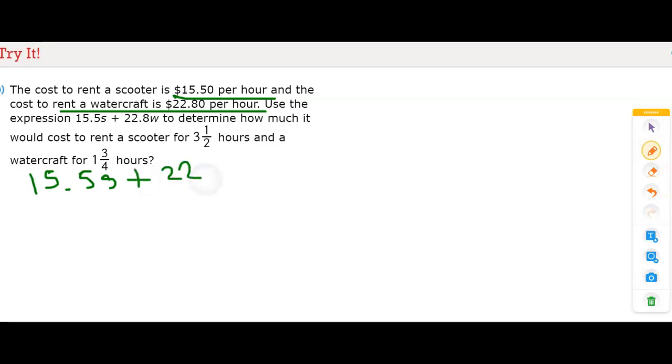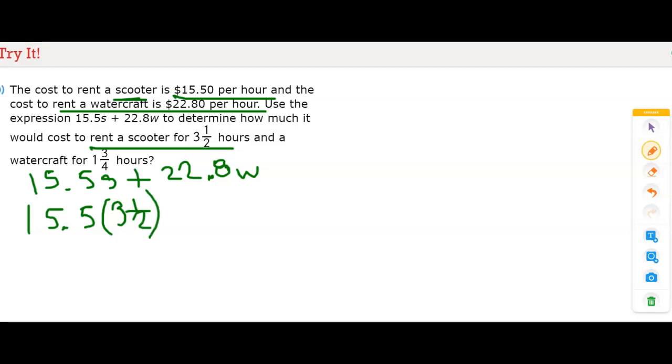So we start there. That should always be your first step, is to rewrite the expression and then substitute everything. So now the S is going to stand for the scooter. It's $15.50 per hour, and they tell us here that they're renting the scooter for 3.5 hours. So now I'm going to rewrite this, substituting the S for 3.5 hours. And you know the parentheses around it means that we're going to be multiplying the 15 5/10 times the 3.5.